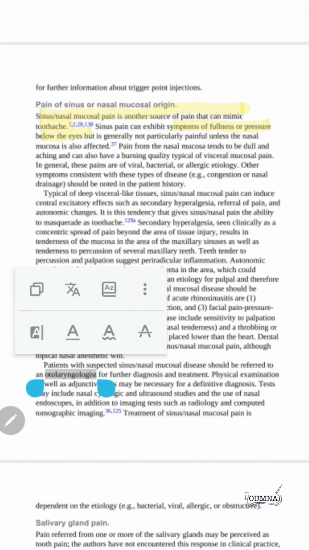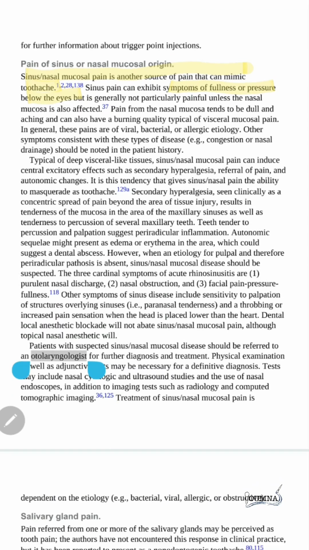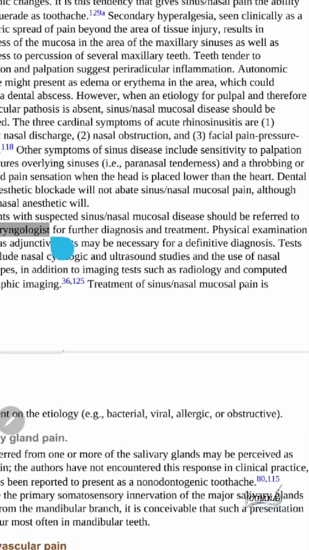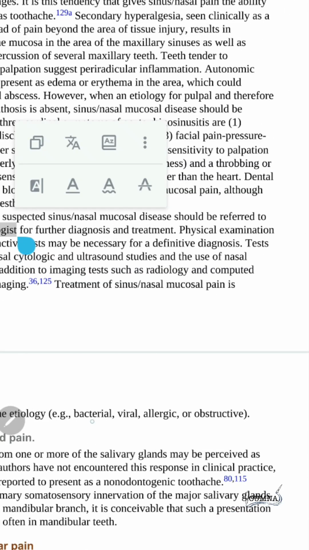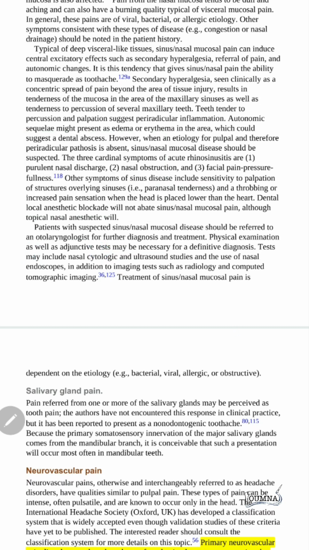who is dealing with the nose, the larynx, and the ear, to do more diagnosis and determine the source, the etiology, whether it is bacterial, viral, allergic, or obstructive, and to write the appropriate treatment for the patient.